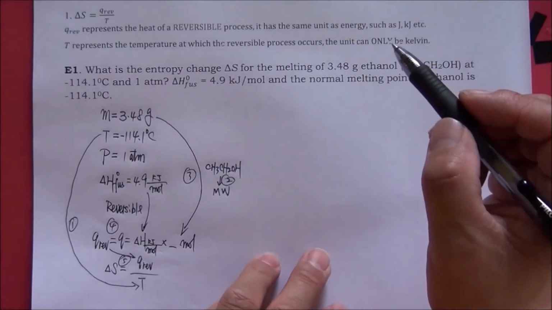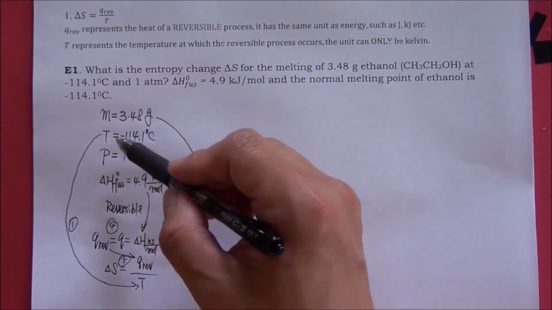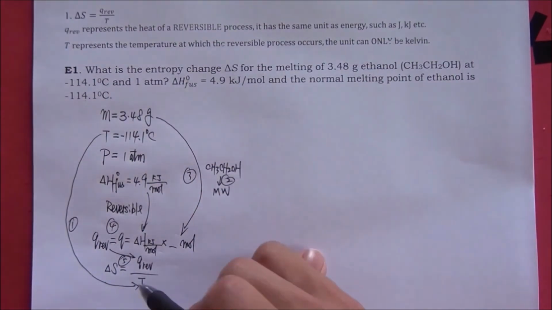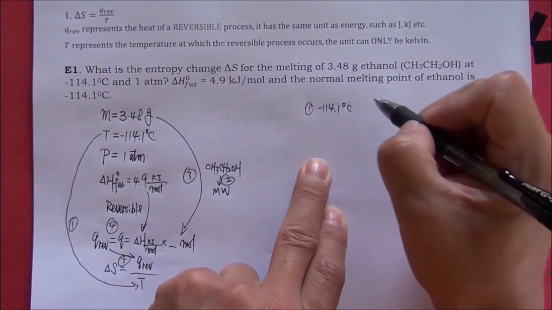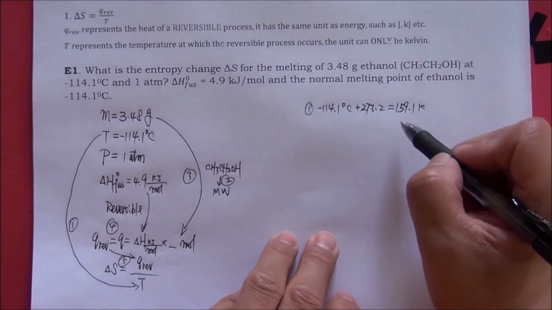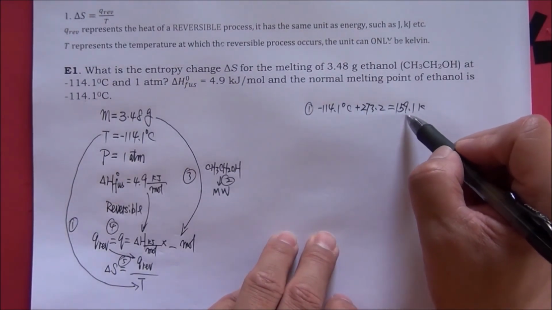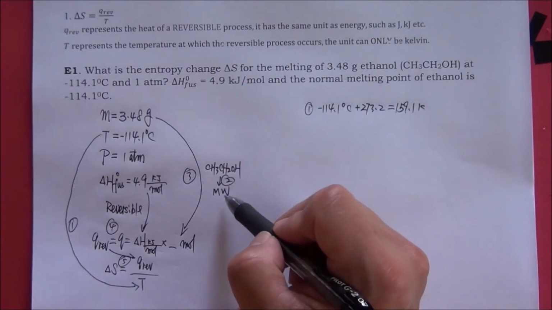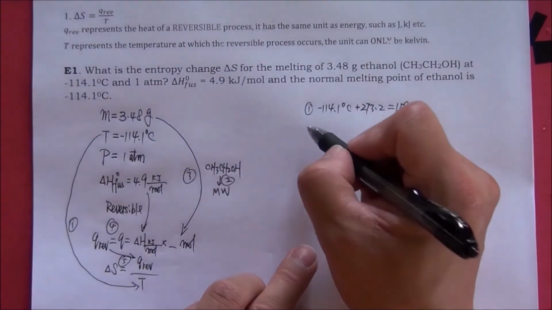Now let me show you the details of all steps. Step 1. We will convert the temperature from degrees Celsius to Kelvin. We punch both numbers into a calculator. We get 159.1 Kelvin.